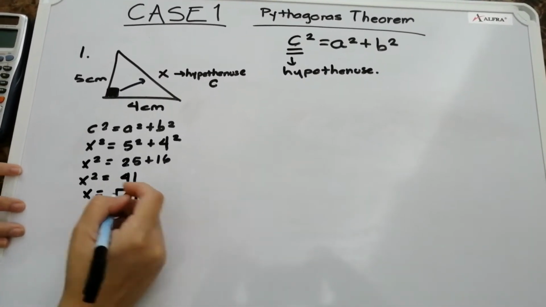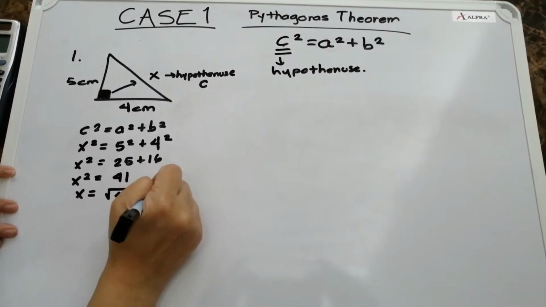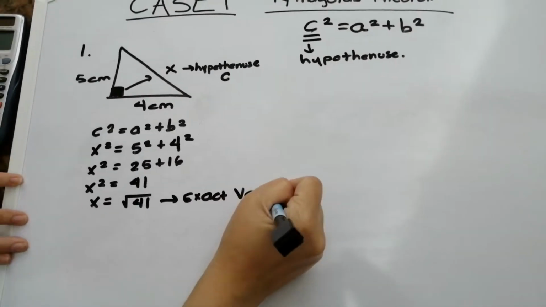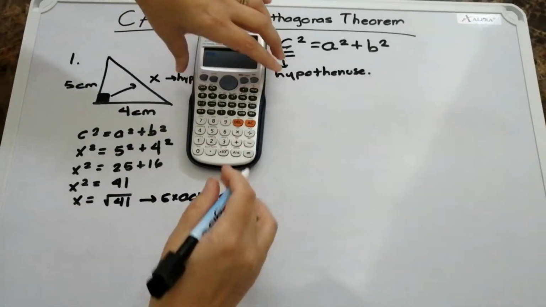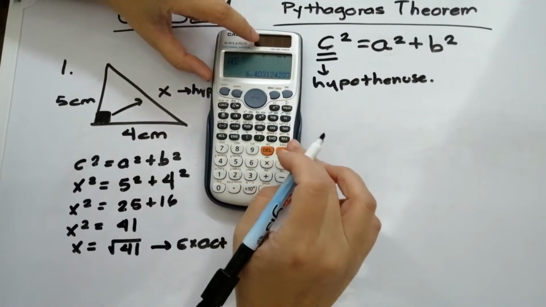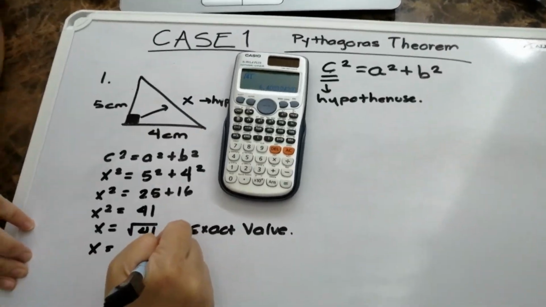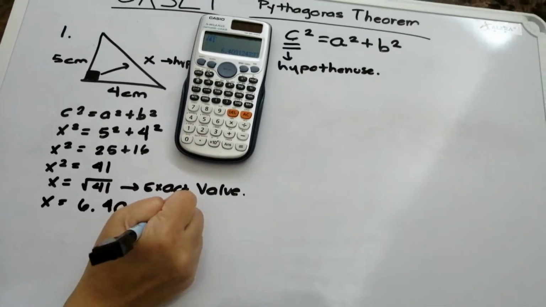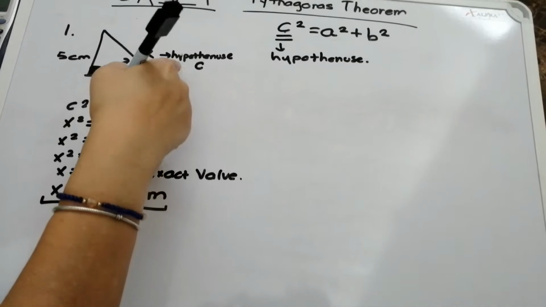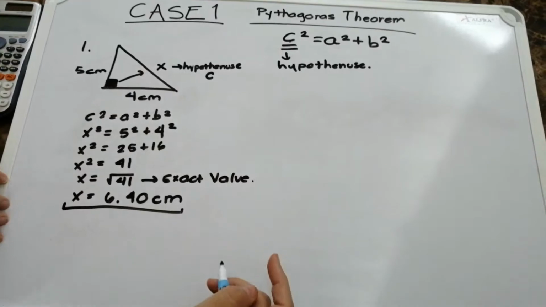This is the answer. If I can simplify the square root, I do it. But if I cannot, this is the exact value of the answer. Or I can calculate it in my calculator as the square root of 41 and round it to 3 significant figures. In this case, 6.40 centimeters. This is the final answer, and this is the value of x. As you can see, the hypotenuse of a right triangle is always the longest side of the triangle.